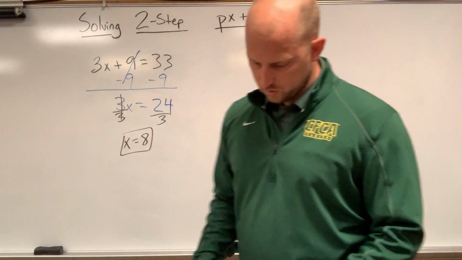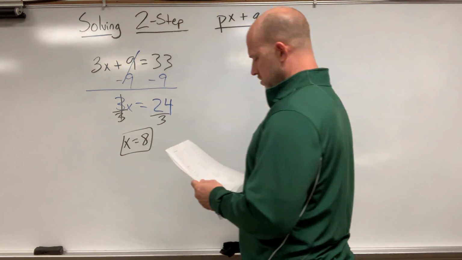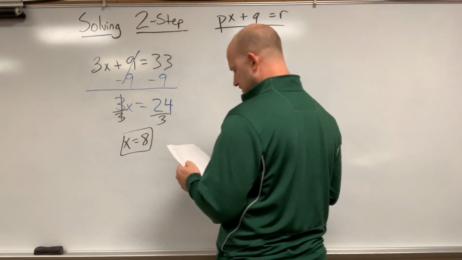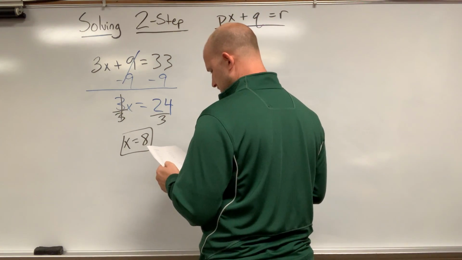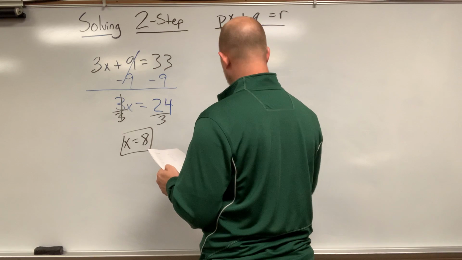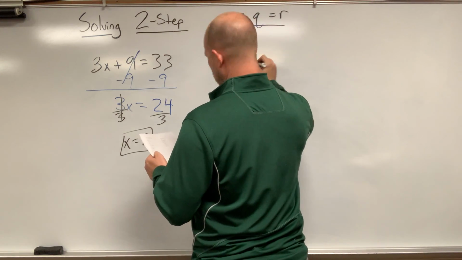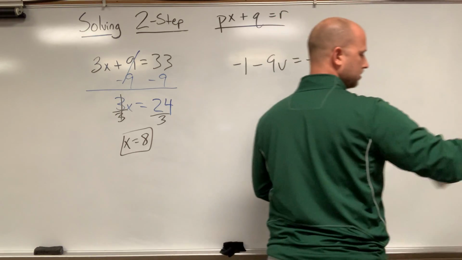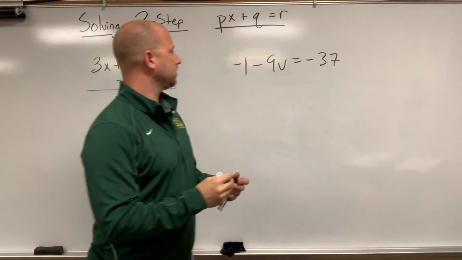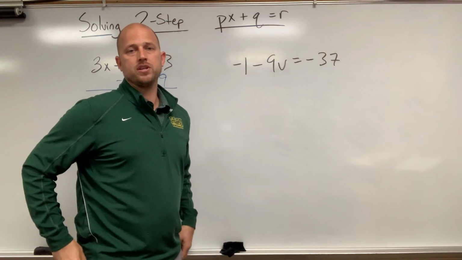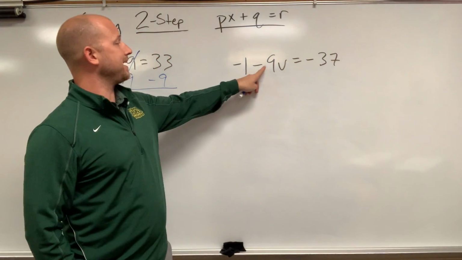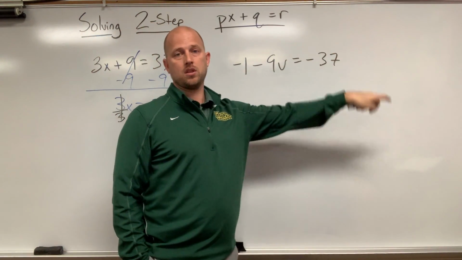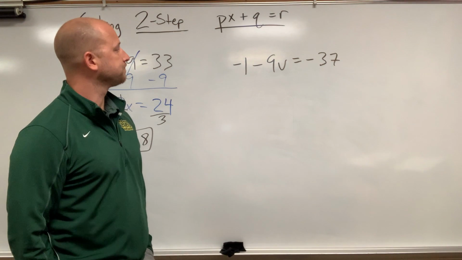All right, let's do one more. Do I have one here? Let's see. I've done most of these. I don't think I've done this one. If I have, then you guys got an easy one if you've already written it in your notes. If we haven't done it, let's get it done. All right, go ahead and work on this one, see what we have. This is -1 minus 9v equals -37. Let's see what you get.